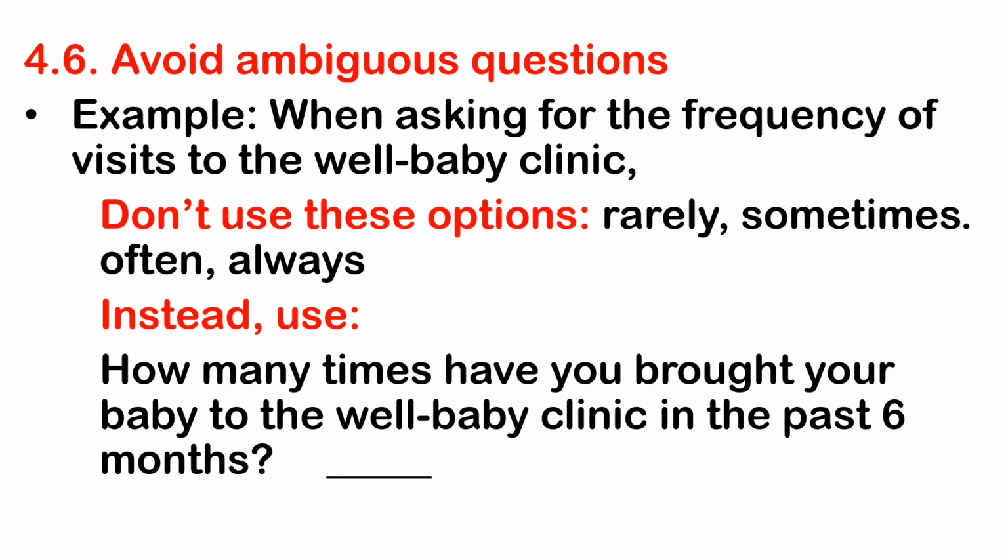Avoid ambiguous questions. For instance, when asking for the frequency of visits to the well baby clinic, don't use the options rarely, sometimes, often, or always. These are subjective terms and may be interpreted in various ways by different people. A better way of putting it is to ask, how many times have you brought your baby to the well baby clinic in the past 6 months?